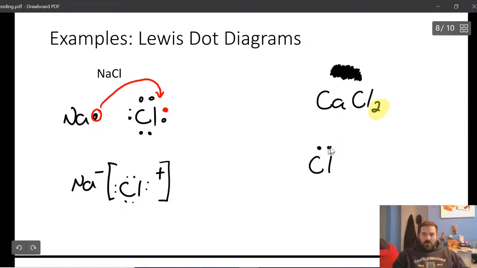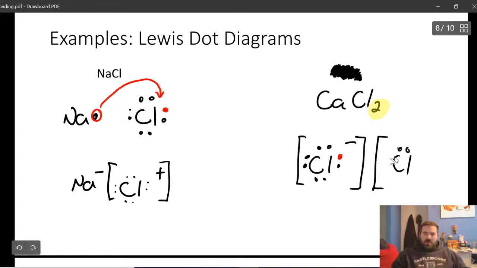So here we're going to have 7, and it's going to gain 1 to become 8. And this is going to become a negative 1 charge, so negative. And I like to put my brackets around the nonmetals. And then we have another one here, and so chlorine 1, 2, 3, 4, 5, 6, 7, but it's going to gain 1 like that.